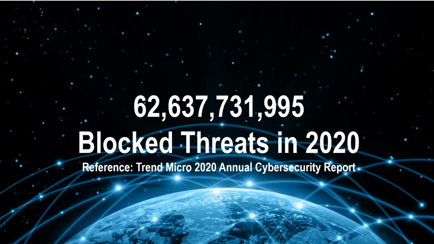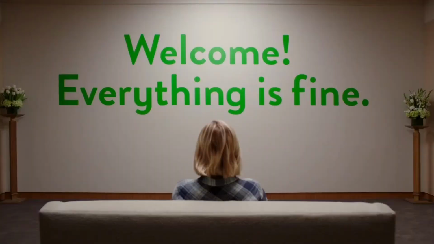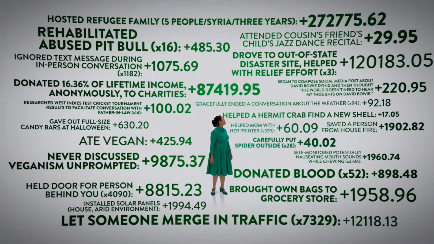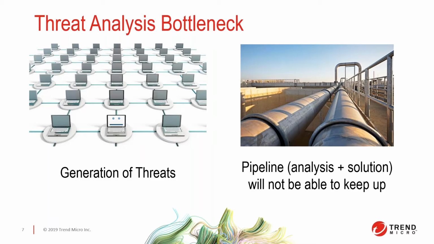So we can say that everything is fine, right? Since there's a lot of threats being blocked. Actually, no, it's not fine because there's an increased complexity amongst threats. Criminals would add to its abundance as they continuously tweak up their game by tweaking old threats and creating new ones to evade detection. So if we have this generation of threats, having a pipeline of only analysis and solution using human expertise, it would not be able to keep up.